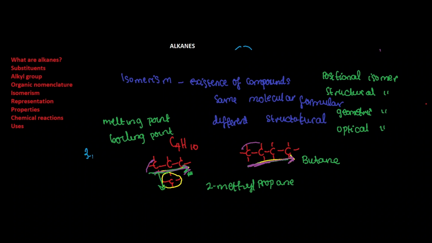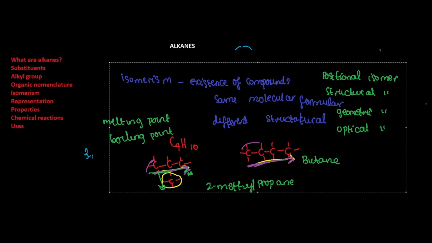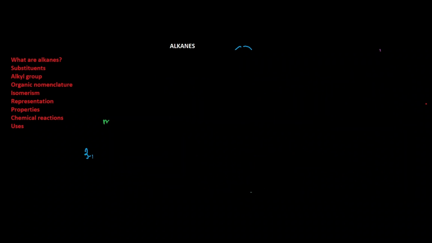So this is just the general idea of isomerism in relation to alkanes. Now, when we're taking a look at alkyl groups, I did mention that depending on the position from which the hydrogen is removed, a given alkane can form more than one alkyl.